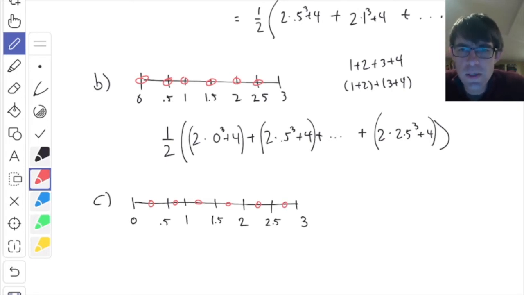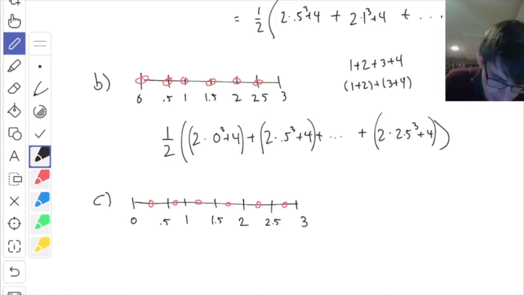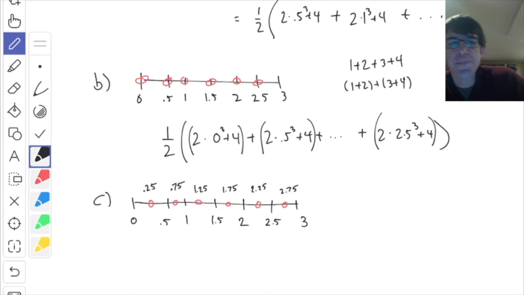Each one is just in between, right in the middle. What's the leftmost midpoint going to be there? 0.25. Yeah, that's what half of 0.5 is. And then I guess I have 0.75, 1.25, 1.75, all right? 2.25, 2.75 is the last one.